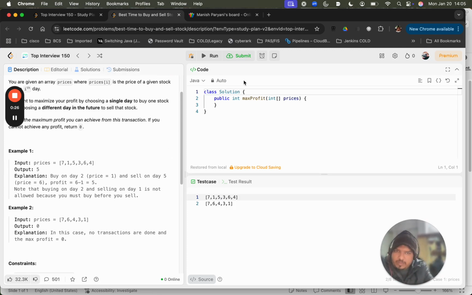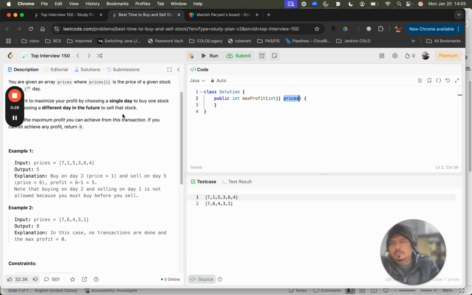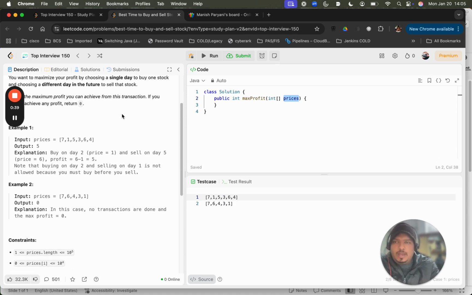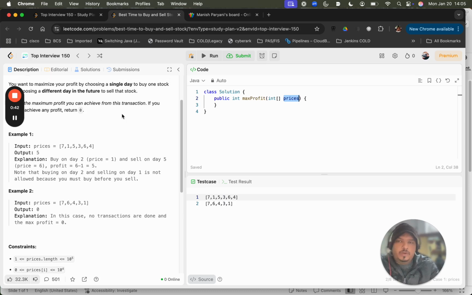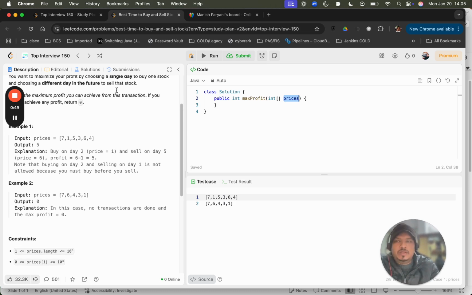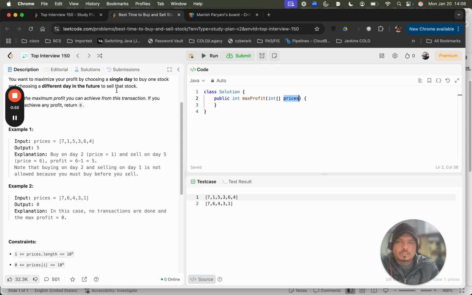So in this question we are given one array, prices, in which we are given the price of a given stock. And at the end we have to return a maximum profit, by choosing a single day to buy one stock and choosing a different day in the future to sell the stock. So we have to choose the days intelligently so that we can return a maximum profit. So let's try to understand with this example, and then we will try to solve this.